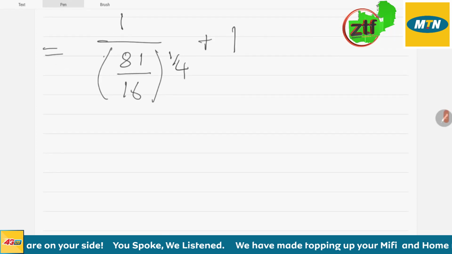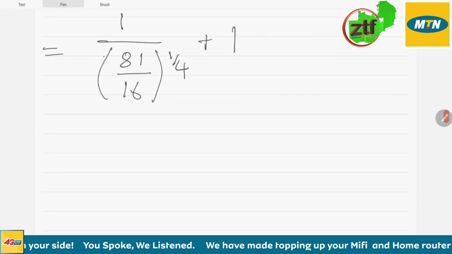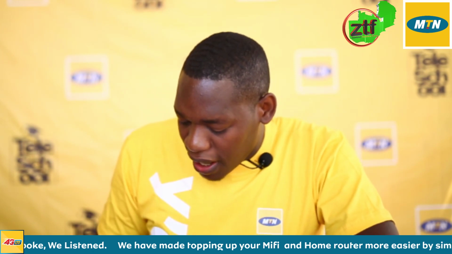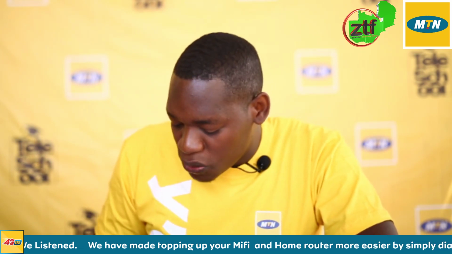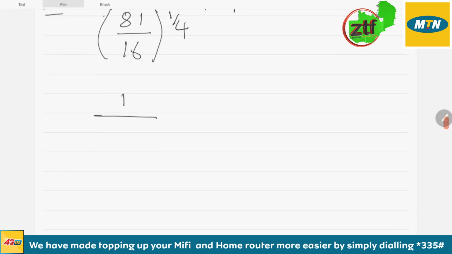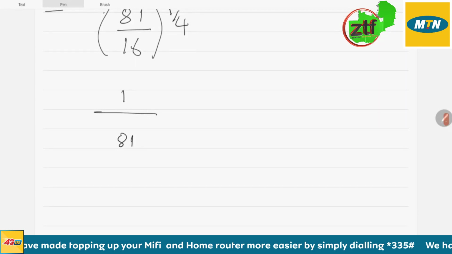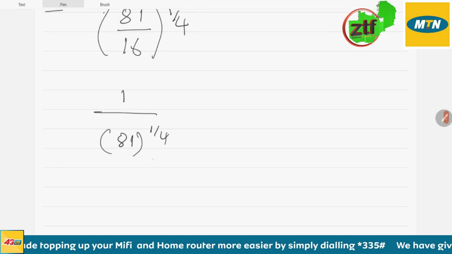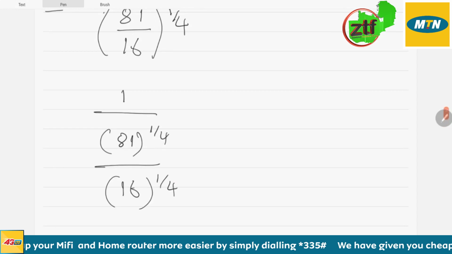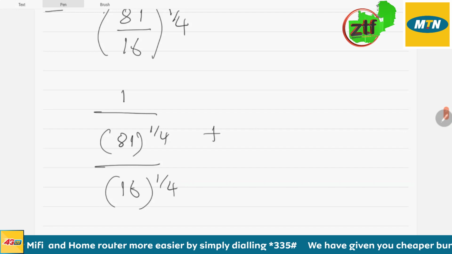So all we need to do now is to simplify 1 over 81 over 16 raised to the power 4, plus 1. So I'm going to distribute the power, which is 1 over 4. We have 1 over 81 raised to the power 1 over 4, over 16 raised to the power 1 over 4, plus 1.